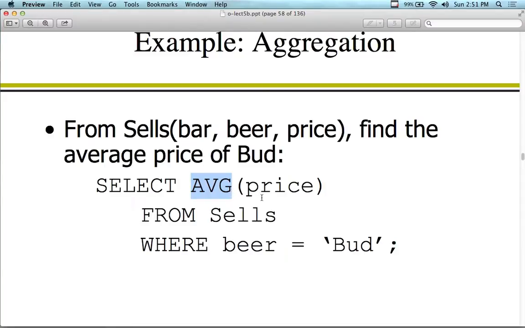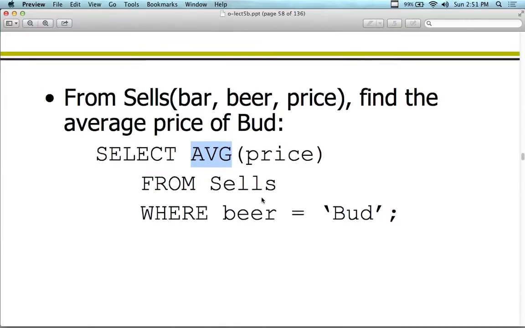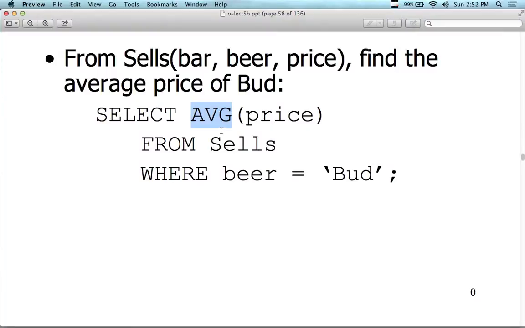Average price from sales where the beer is equal to Bud. So I got the average price. Substitute average in for sum, for count. You can count the price. Well, what if a price is missing? And that's going to be different than the count with the asterisk in it.